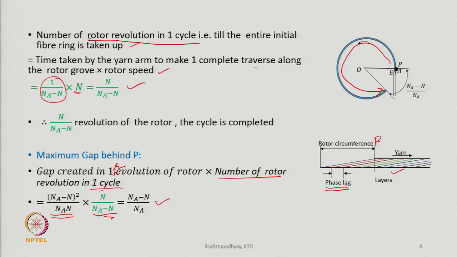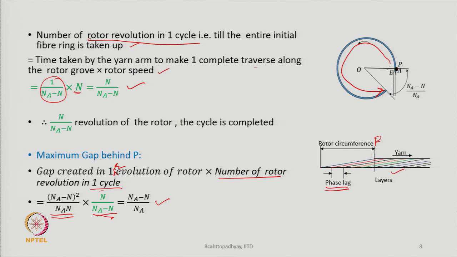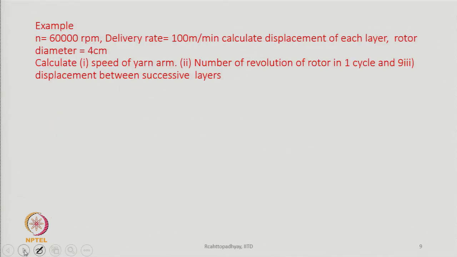Therefore, what we will expect is that when stable spinning is going on within the rotor, the fibers are deposited in the form of layers, but this layer thickness is tapered, it is not uniform. It is maximum at the yarn formation point, and from there onwards the thickness will reduce.